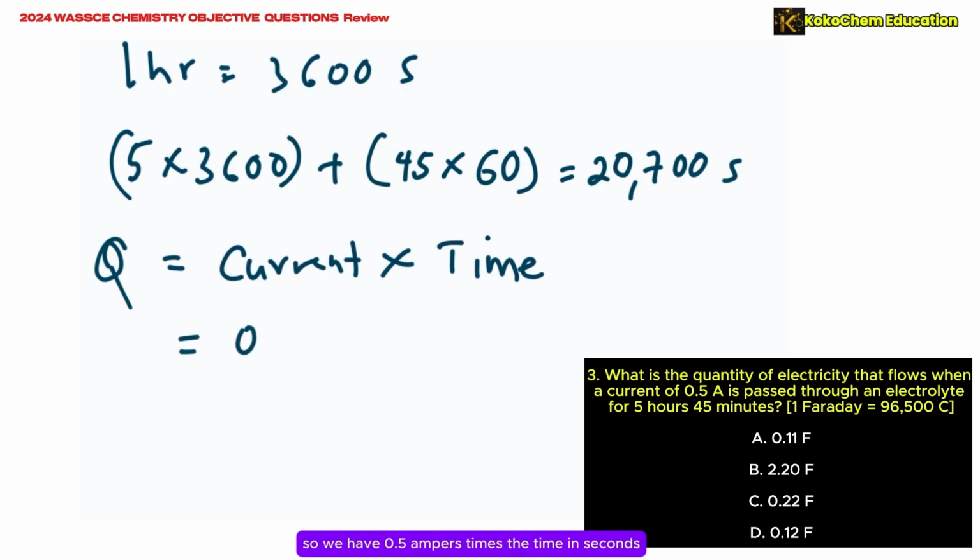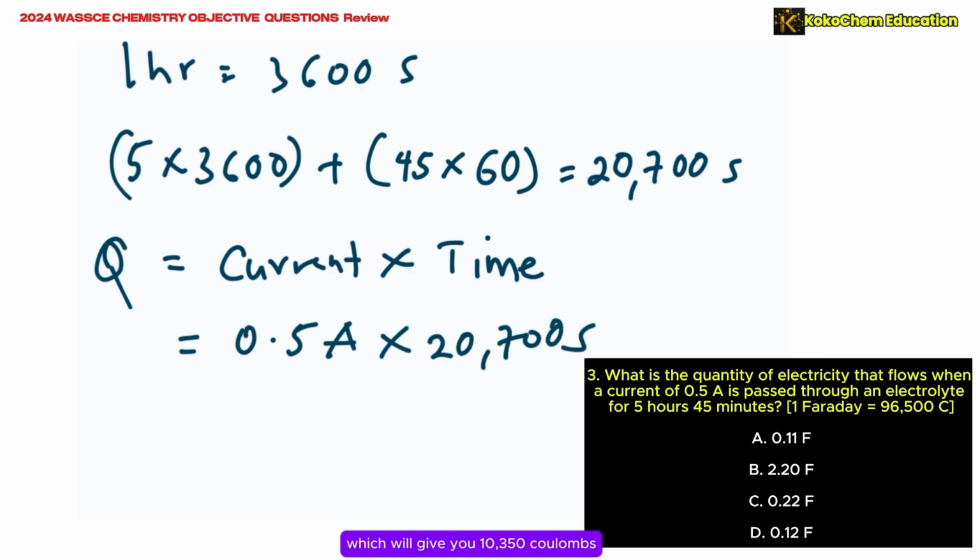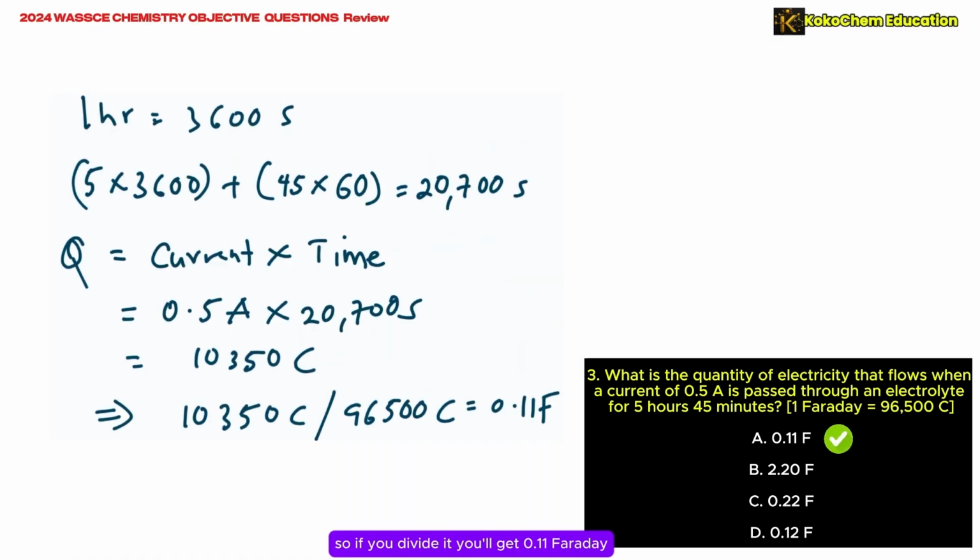We know that charge is current times time. So we have 0.5 amperes times the time in seconds, which will give you 10,350 coulombs. But 1 Faraday gives you 96,500 coulombs. So if you divide it, you will get 0.11 Faraday.